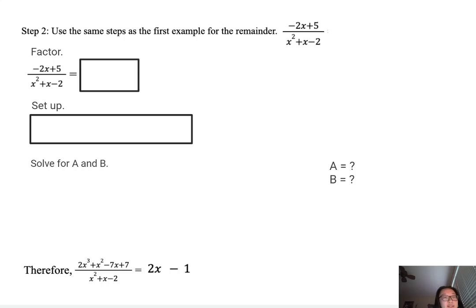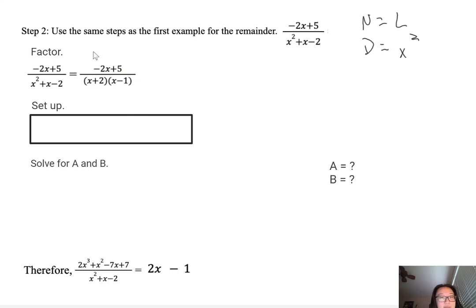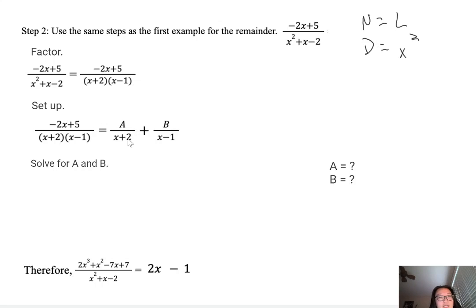So all the following steps are the exact same, except we only apply these steps to the remainder, where you'll notice the numerator is linear and the denominator is quadratic. So this means that we can now use partial fraction decomposition. And when we do, we use the same steps. So we factor first, and this will give us this expression right here. And then we have to set it up. So x plus 2 times x minus 1 becomes 2 separate fractions. And then now we just have to solve for A.